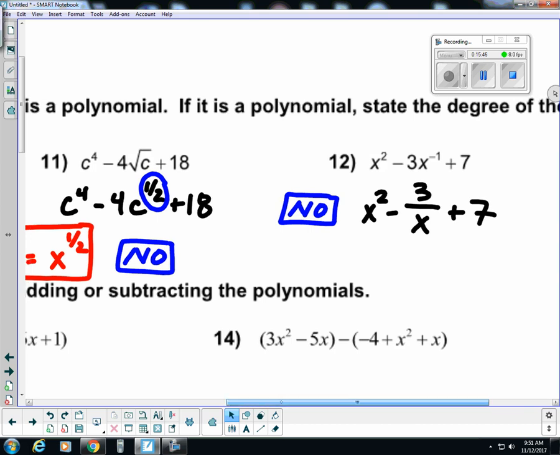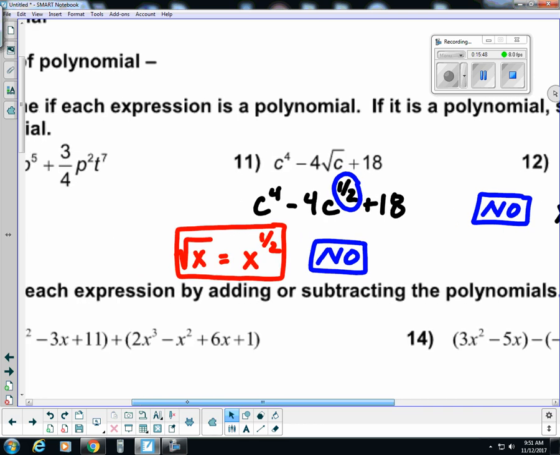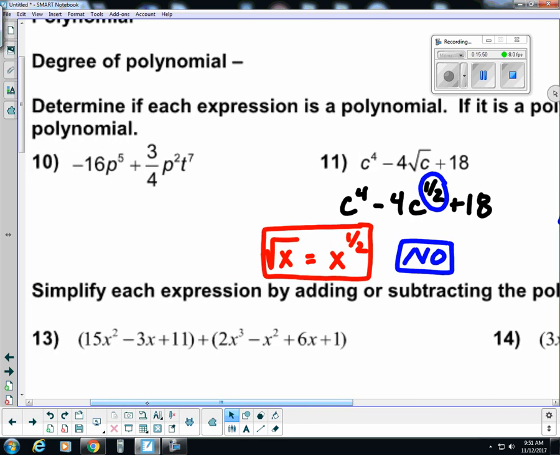So following that conversation, we can go back to number 10. All right, we look at this. Are all the exponents integers? Yes. Are they all positive? Yes. And are there any variables in the denominator? No. Yes. This is a polynomial.